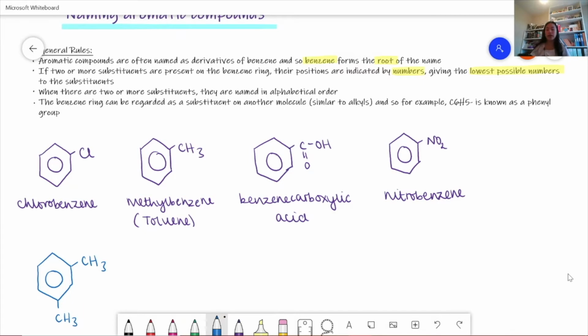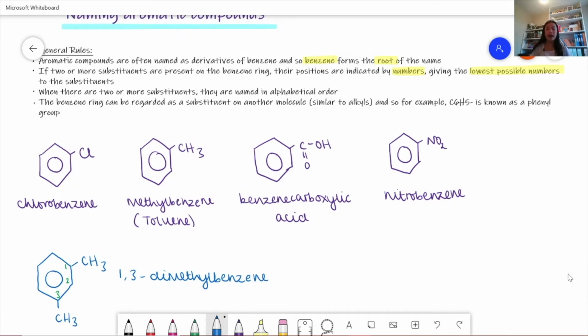So what we would do would be to first number them, and we can see that the smallest possible numbers for these two substituent groups would be 1 and 3, because we would have carbon number 1 here, and then 2, and then 3, because any other numbers that you give them will be higher than 1 and 3. And so what we have here is 1,3-dimethylbenzene. So it's very similar to when we were labeling substituents for alkanes and alkenes.